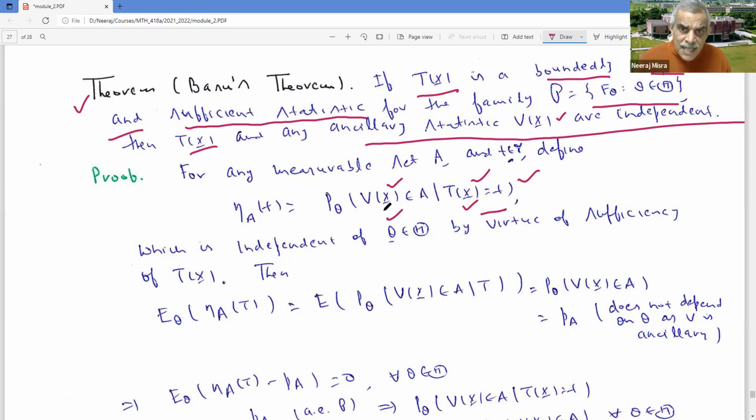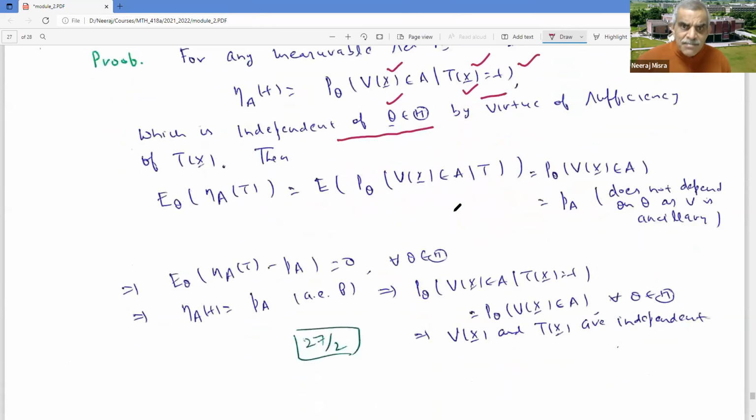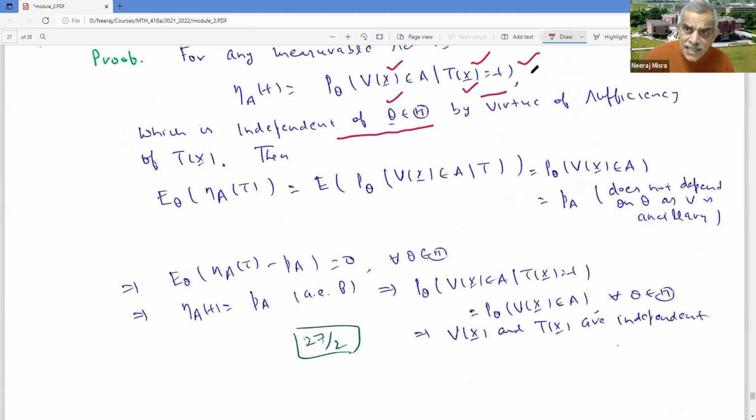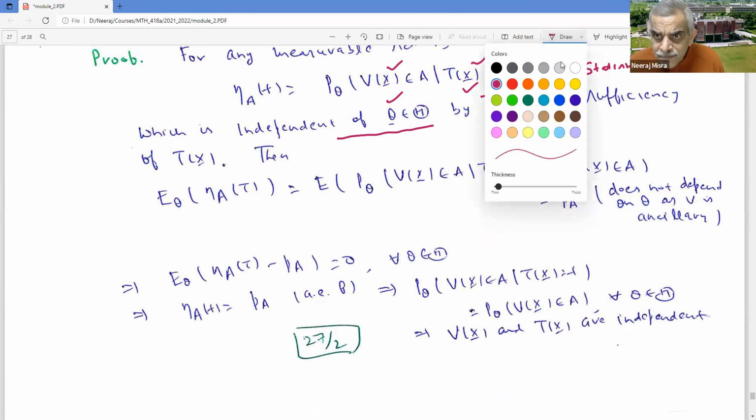If that is the case, then the probability that V(X) belonging to A given T(X) equal to T is independent of theta, because the conditional distribution of X given T does not depend on theta. So eta_A(T) does not depend on theta, and so eta_A(T) is a statistic. That means its distribution does not depend on theta.